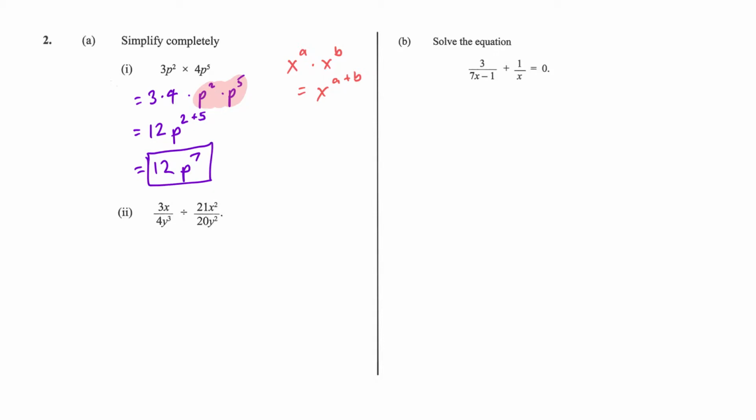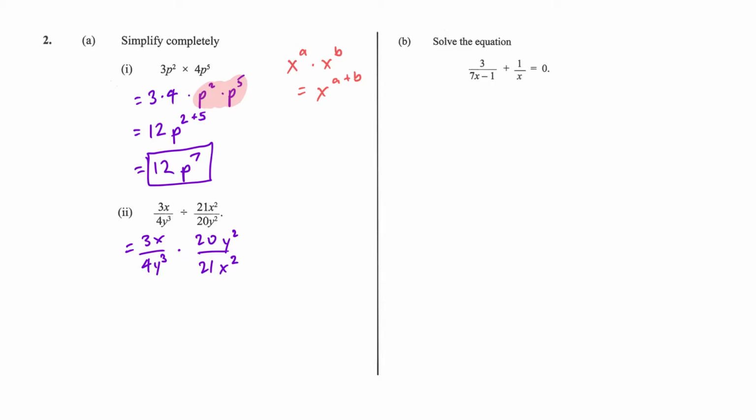In part 2, we have 3x over 4y cubed divided by 21x squared over 20y squared. The first thing we're going to do here is rewrite the division as a multiplication by the reciprocal. So I want to think about this as 3x over 4y cubed, and again, instead of dividing, I'm going to multiply by the reciprocal of that second fraction. That's 20y squared divided by 21x squared.